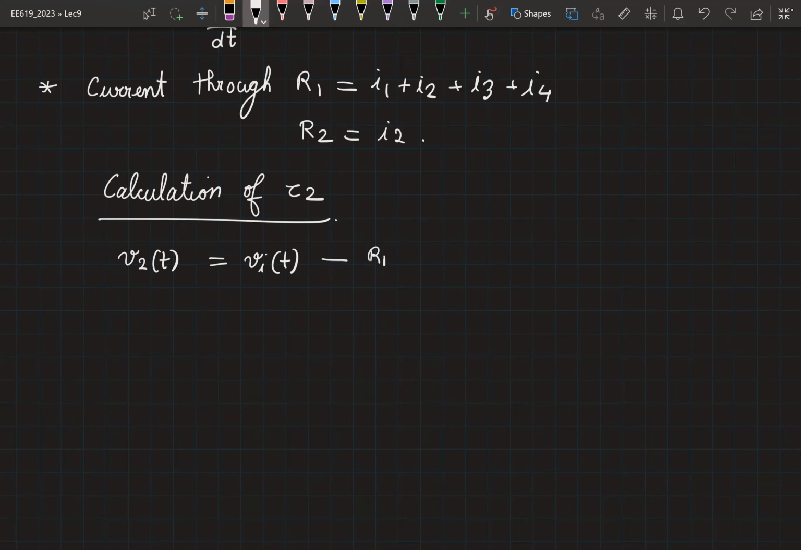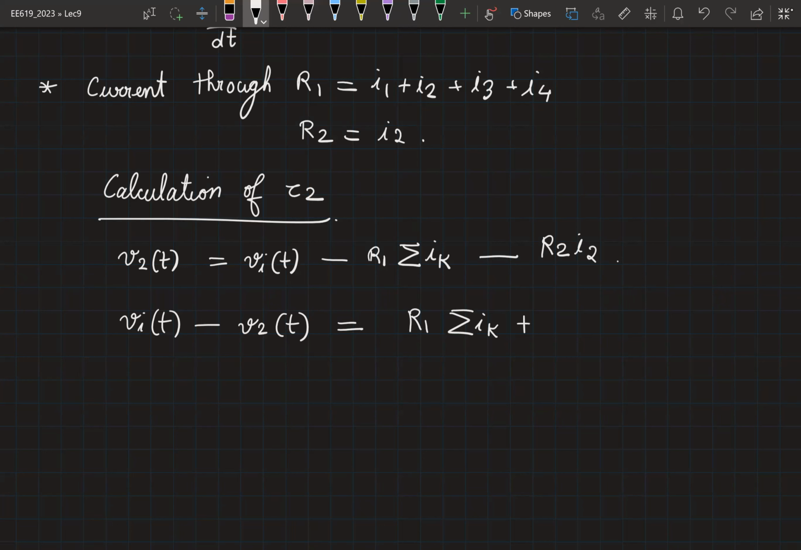All the currents. So right now I'll simply write it as summation of Ik, minus R2 into I2. Okay. So let me rearrange this equation. So this is Vi of t minus V2 of t will be equal to R1 summation of all the currents plus R2 I2. Vi of t, we said that is equal to VDD into U of t.